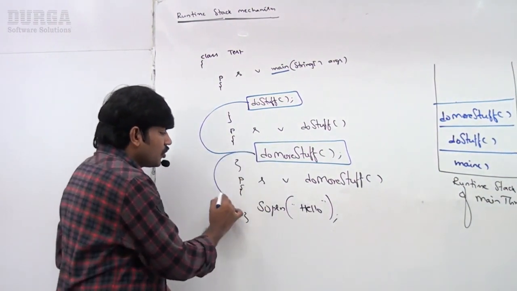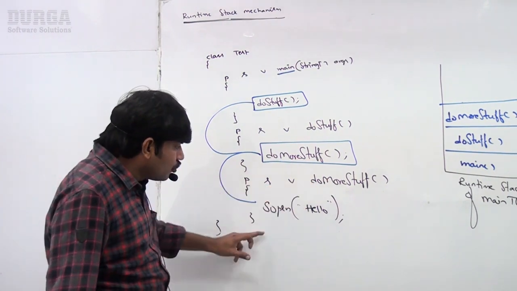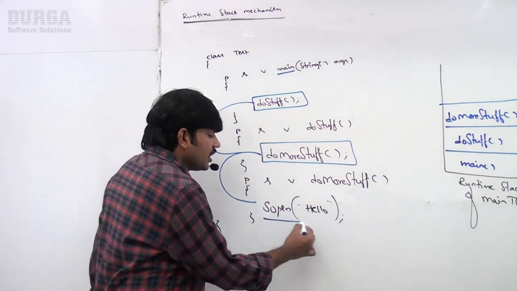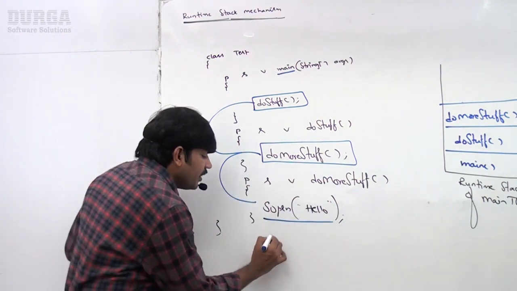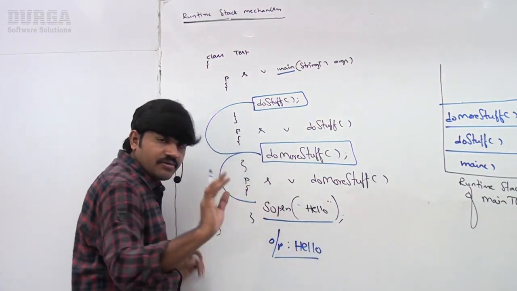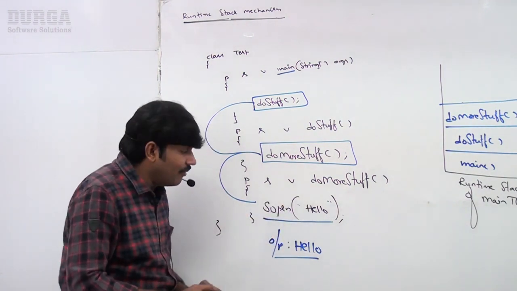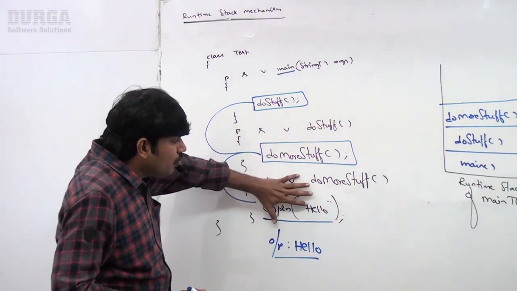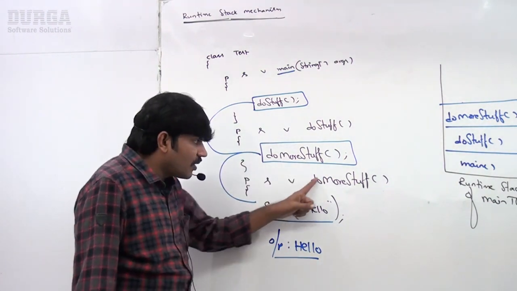Now the control came to doMoreStuff. Observe very carefully: inside doMoreStuff, just the SOP of hello is there. That's why the output we are going to get is hello. After printing SOP of hello, is this doMoreStuff completed or not? Please confirm.